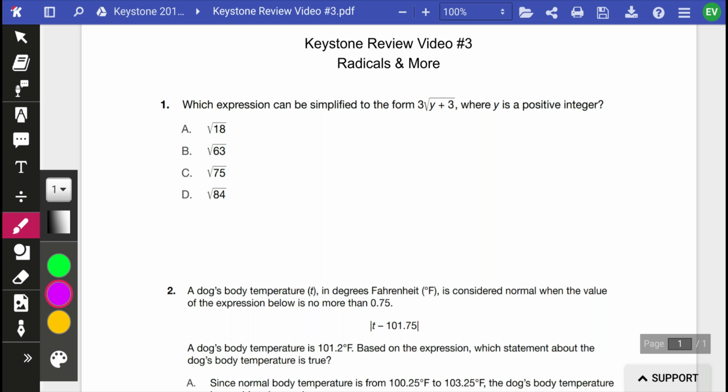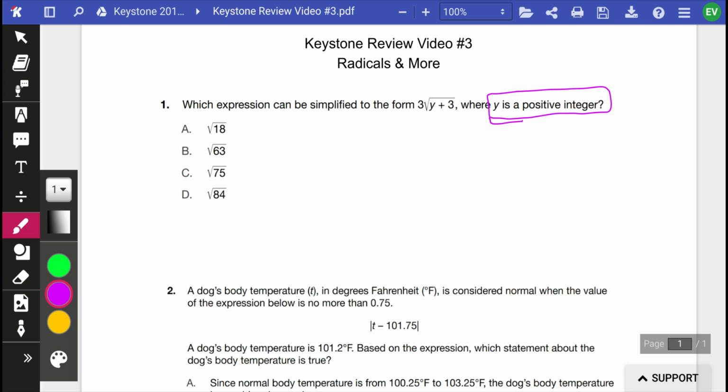So question number 1 says, which expression can be simplified to the form 3 times the square root of y plus 3, where y is a positive integer? So really important, y is a positive integer. So that means we want y to be 1, 2, 3, 4, 5, etc. So the first thing we want to do is simplify radicals.